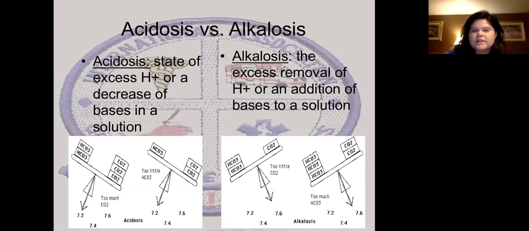So let's talk about acidosis versus alkalosis. Acidosis is going to be the state of having excess hydrogen ions or a decrease of a base in a solution. So either one of those are going to cause you to have a more acidic environment. Alkalosis, removal of a hydrogen ion or an addition of bases to a solution.